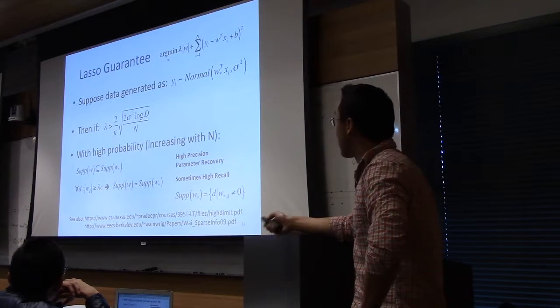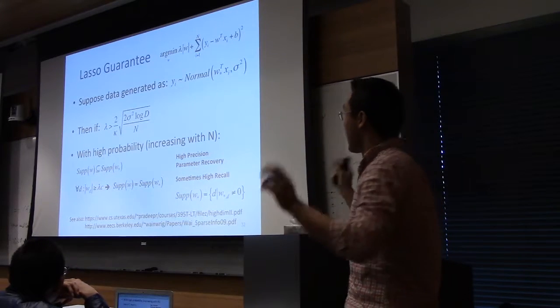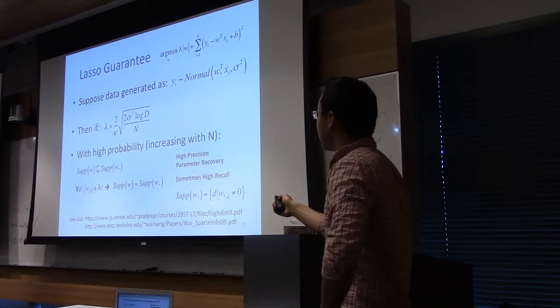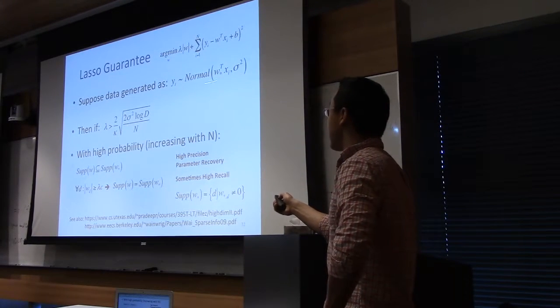What's W star? This is a very stylized example where I assume that there does exist some W star that generated this data, corrupted by Gaussian noise.